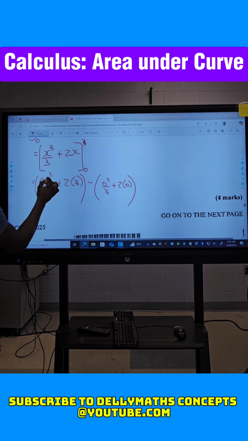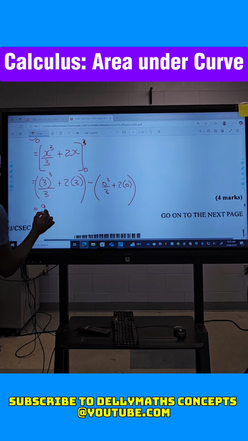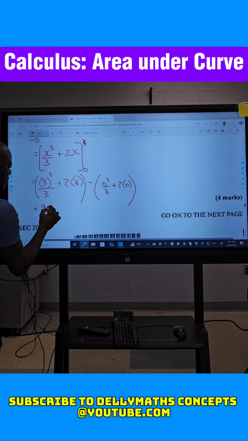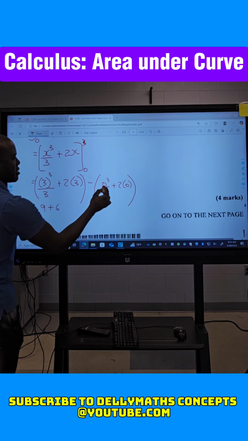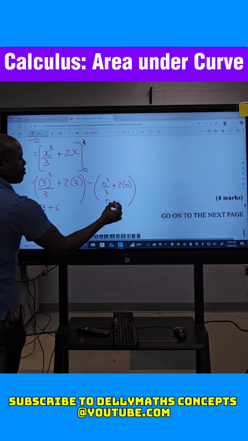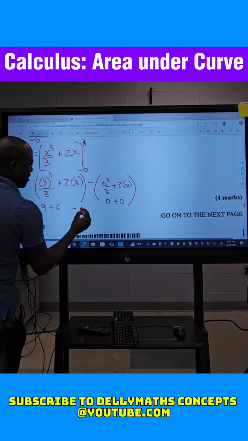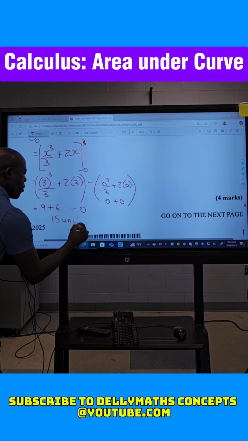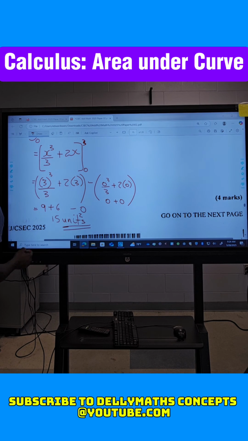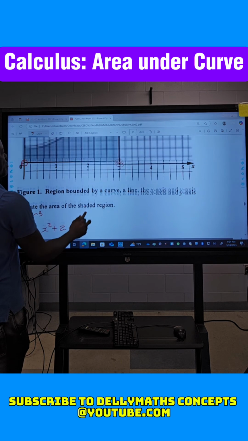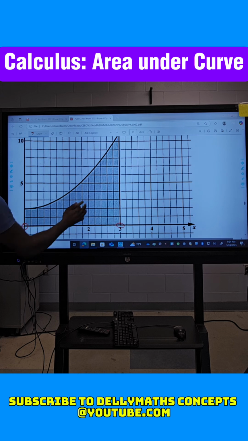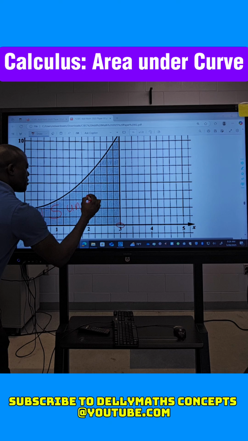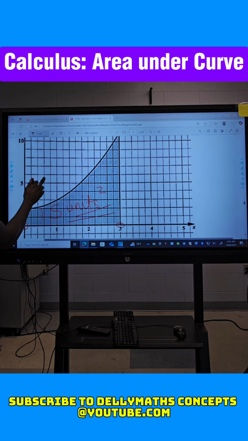So let us take a look. This is 27. You divide that by 3. This is going to give us 9. And this is 2 times 3. This is going to give us a 6. And then if we look at this 0, this is going to give us 0 plus 0, so this is a minus 0 at the back. So definitely this is 15 square units, because this is 15 square units that we're dealing with right there. This area covered by this is actually 15 square units. Okay, that's what we just found.